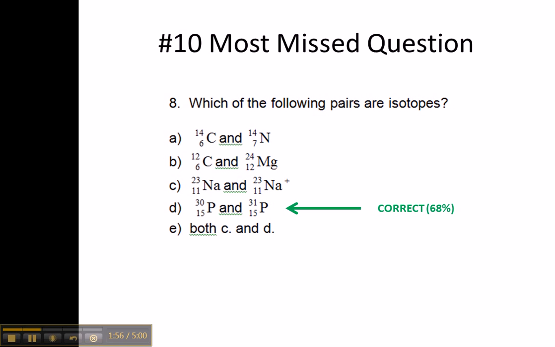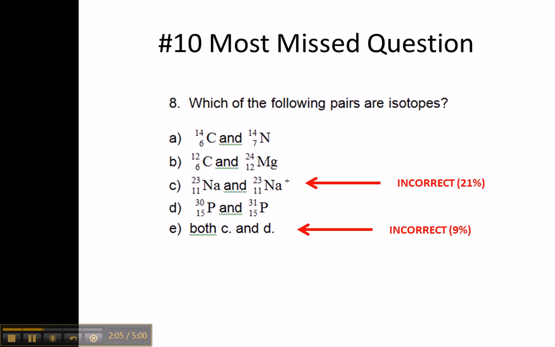Now this is pretty interesting. How would you go about eliminating them? It was pretty insightful when I did the analysis. The two choices are somewhat connected. 21% of the class selected C, but 9% selected C and D. The sad thing about those that selected letter E was that they couldn't eliminate C from the equation. They knew D was right, but for some reason they couldn't rule out C.